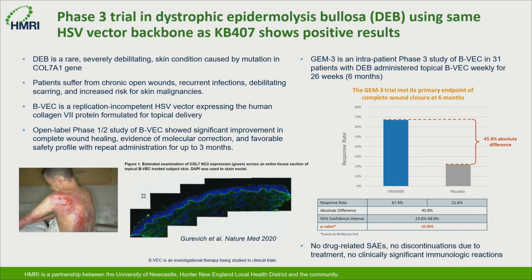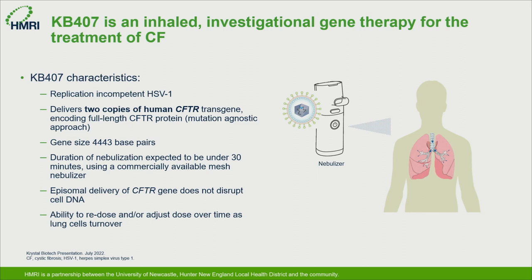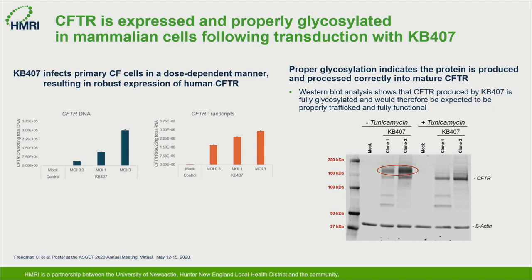So KB407 is, of course, an inhaled version of this, and it's designed specifically for the treatment of cystic fibrosis. As I said, it's a replication-incompetent HSV1. It delivers two copies of the human CFTR transgene, so a full-length CFTR protein. The gene size is greater than 4,000 base pairs. The duration is thought to take about 30 minutes via a mesh nebulizer, and it then delivers the CFTR gene directly. There is the ability to redose, based on the same system, and adjust the dose in the future as well.